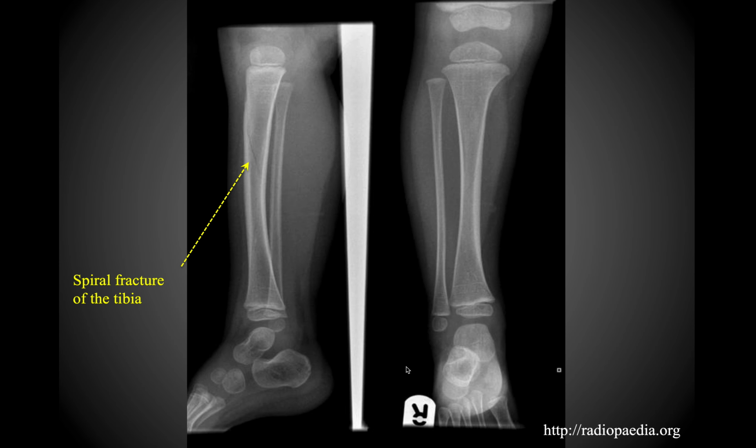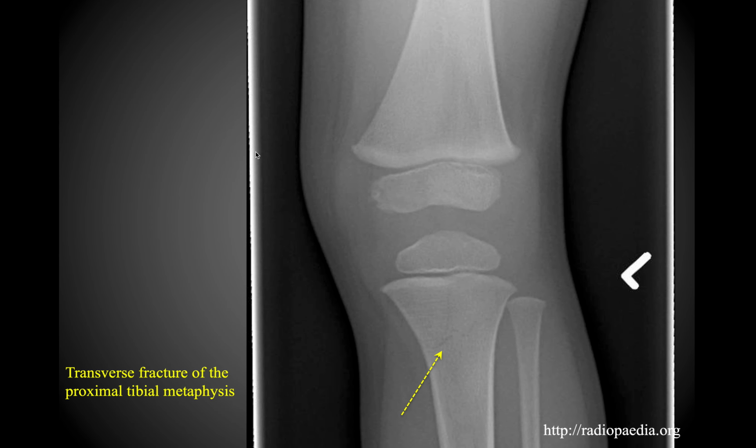All right, so here we have a spiral fracture of the tibia. You can see that it's quite obvious on the lateral view, but note on the AP view, it's really not evident there at all. So this is just another good example of how important it is to get multiple views of a body part to be able to appreciate pathology or injury.